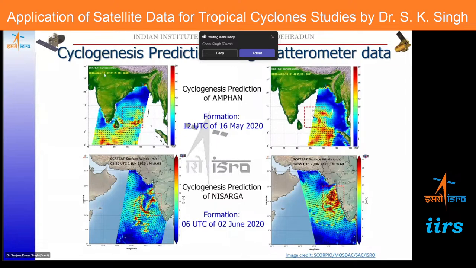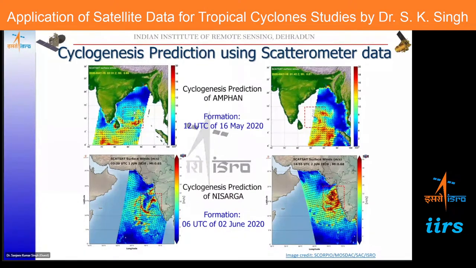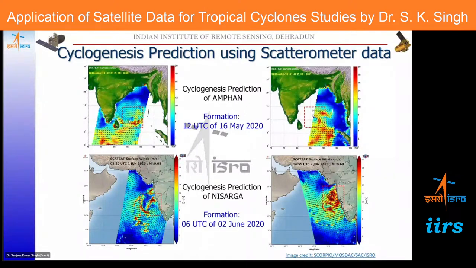So on 15th May, they were able to predict that this system is going to develop into a tropical cyclone. That means it is able to predict 33 hours ahead that this low pressure will definitely develop into a tropical cyclone. Similarly, the Nisarga cyclone also formed in the same year, on 2nd June at 06 UTC. This is the wind picture of 1st June, around 03:20 UTC. So they are able to tell that this low pressure is going to develop into a tropical cyclone.